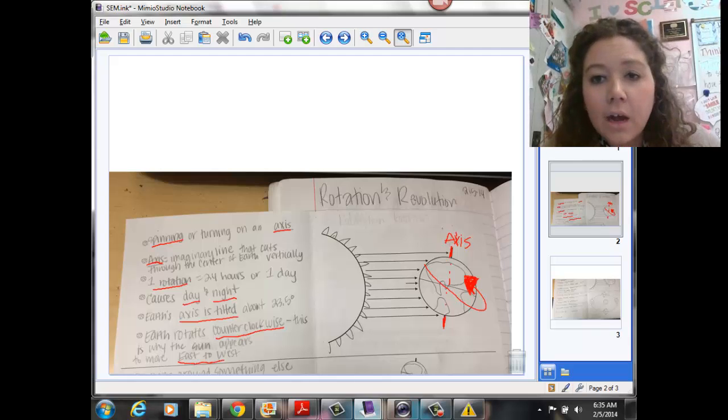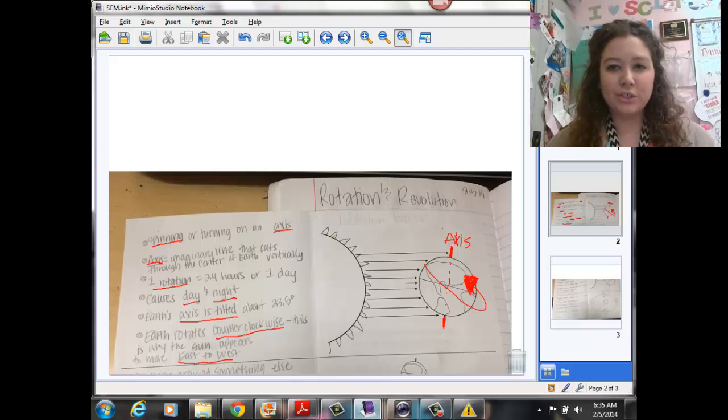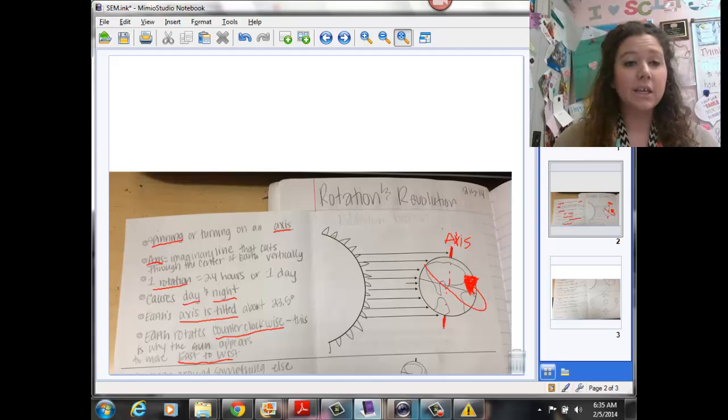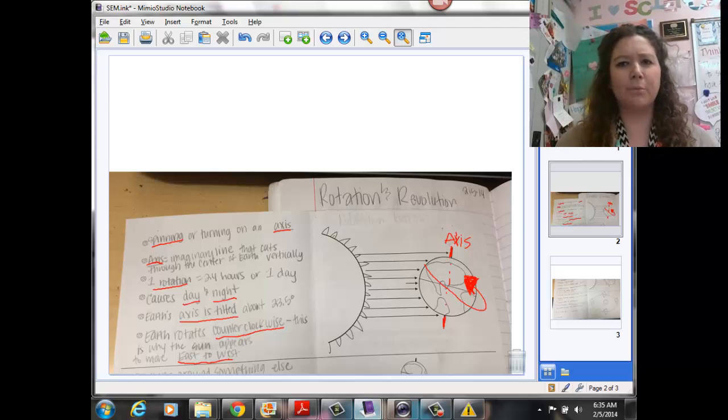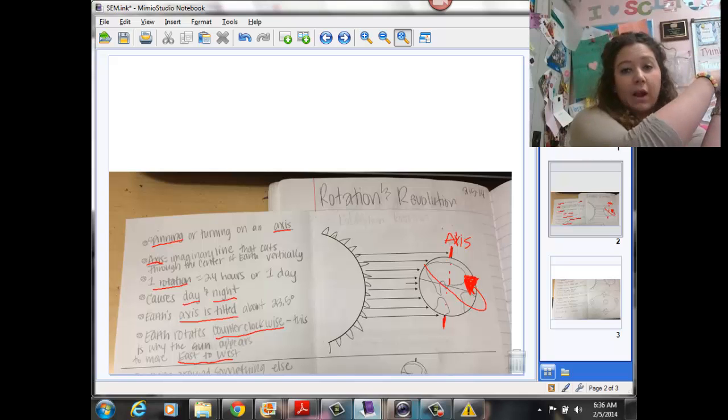Okay? Now, the other thing we want to make sure you understand is that it rotates counterclockwise, and that in order to rotate one time on its axis, it takes 24 hours. Okay? And then whenever we talk about rotation, we're going to have a special little nickname for it, and it should pop up here pretty soon that you're going to write at the top of the page. But we're going to call it rodation. And what rodation means is it's got that word day in it. So it's going to help us remember in our brains that one rotation around the axis causes day and night.